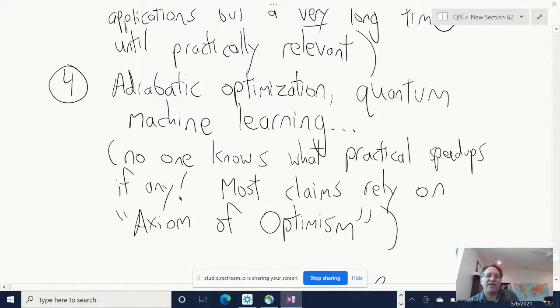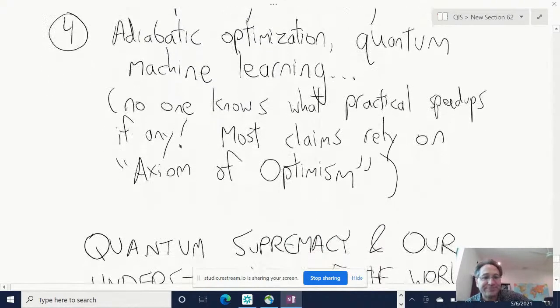And almost all of it, the way I would put it, is based on an axiom of optimism. It is based on the idea that if experts can't prove that there's not a huge quantum speedup to be had there, then you just get to proceed on the assumption that there is such a speedup. I feel like we ought to have a higher standard than that.